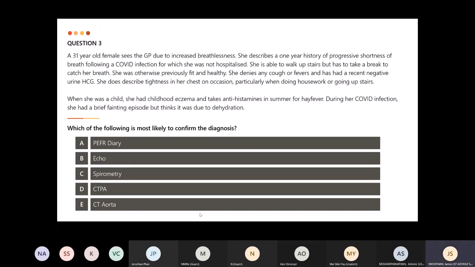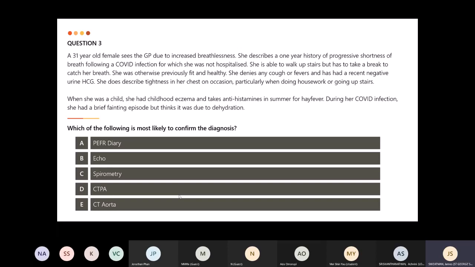Cool. Question 3. And we've only got 2 more after this, so we're almost there. A 31-year-old female sees a GP due to increased breathlessness. She describes a 1-year history of progressive shortness of breath following a COVID infection for which she was not hospitalized. She's able to walk upstairs but has to take a break to catch her breath. She was otherwise previously fit and healthy. She denies any cough or fever and has a recent negative urine HCG.